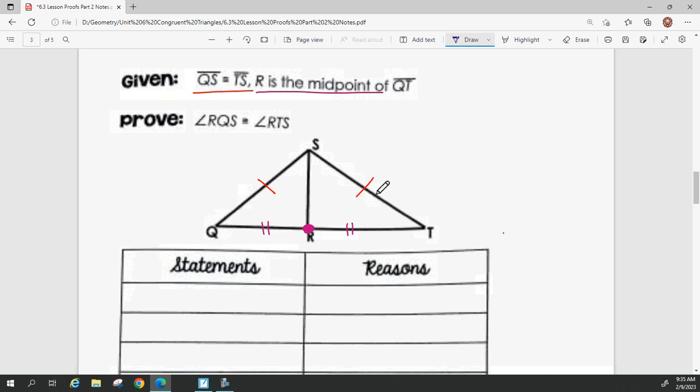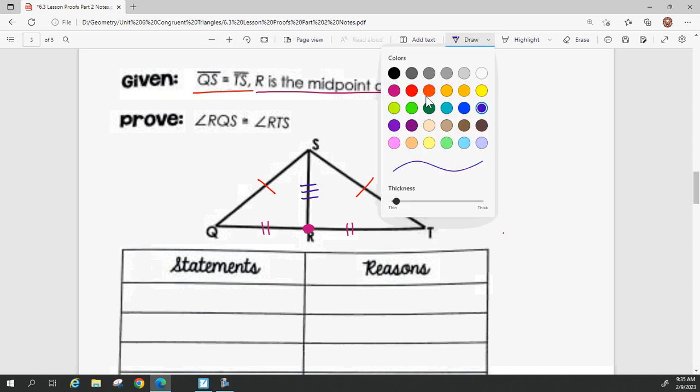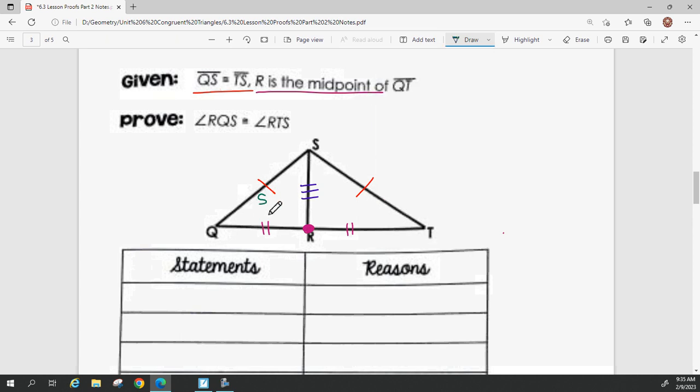And so that's it for the given information, but there's something in this picture that we know is true, even though we're not told about it. We know that this segment is the same in both triangles because of the reflexive property, so we can mark that up as well. And I'm hoping you're seeing here that we have the side-side-side shortcut or pattern. And so we don't want to prove the triangles are congruent as our end goal, but we need to prove they're congruent so we can prove these two angles are congruent.